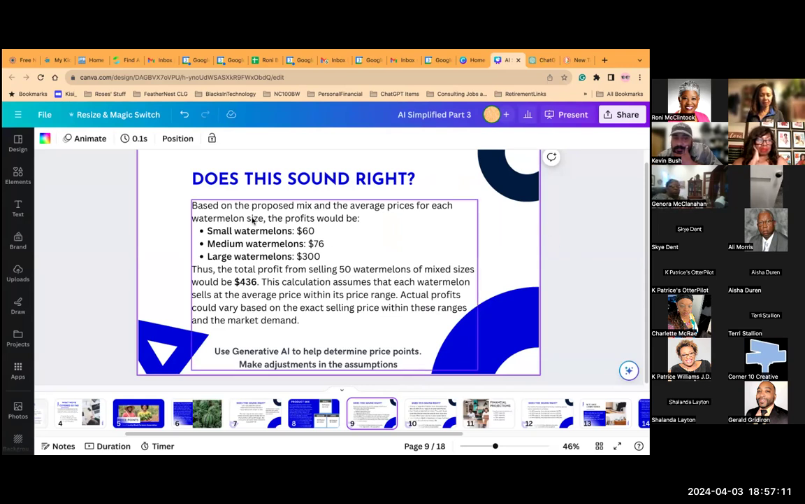I ran one earlier, and this is the one I cut and pasted. Based on the proposed mix I ran earlier today, you would make $60 in small watermelons, 76 in medium, and 300 selling large. So the total profit from selling 50 of mixed sizes is 436. And you can see this is a little different than the numbers we just ran.